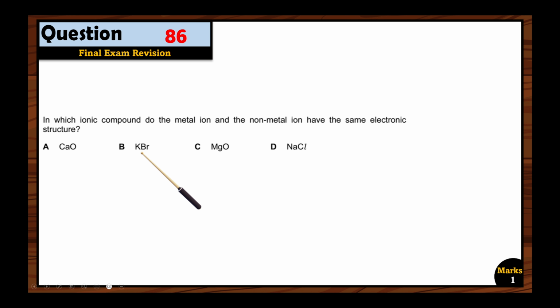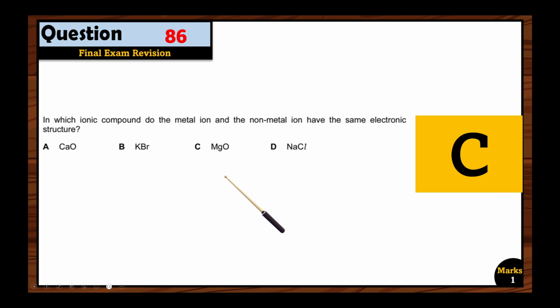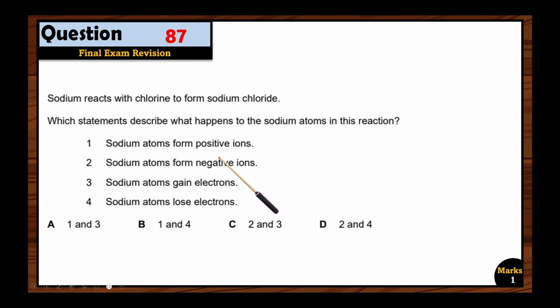Let's come to potassium bromide. Potassium has 19 electrons, bromine 35 electrons, right? They cannot match even if they lose or gain electrons. Magnesium oxide: magnesium has 12 electrons and oxygen has 8 electrons. Yes, it can match, because when magnesium loses 2 electrons, it will have 10 electrons. Oxygen will gain 2 electrons, so 8 plus 2 is 10. So magnesium oxide is right, option C.